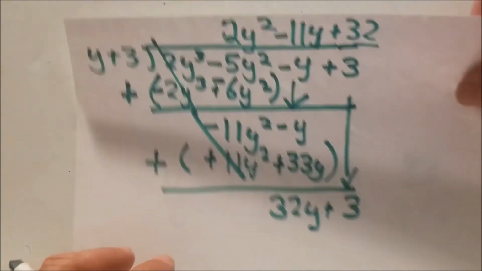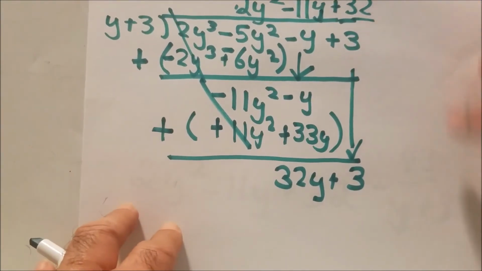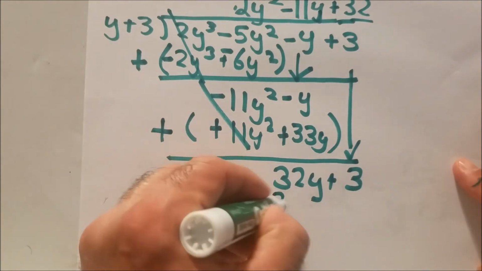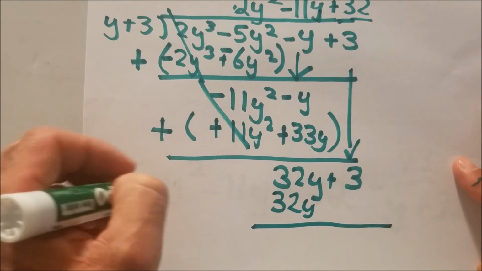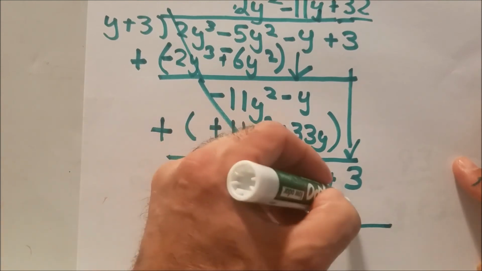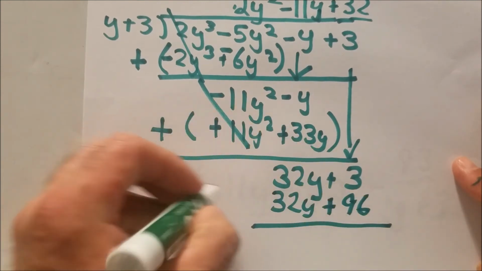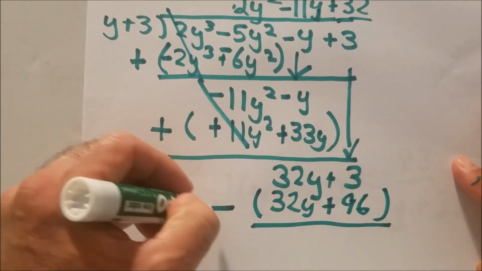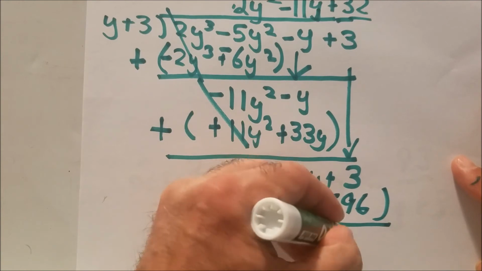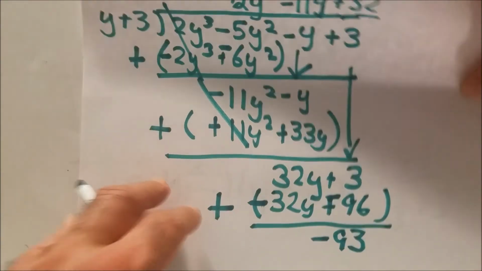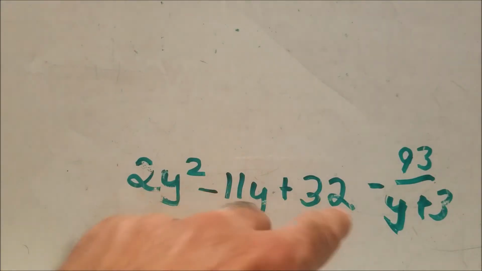Now let's make sure we have our 93 remainder. So this is going to give us 32y. And then this will give us 90 plus 96. And again, remember, we have to subtract. So with change, keep, change, everything. And that gives us our negative 93. And we get the same answer like that.